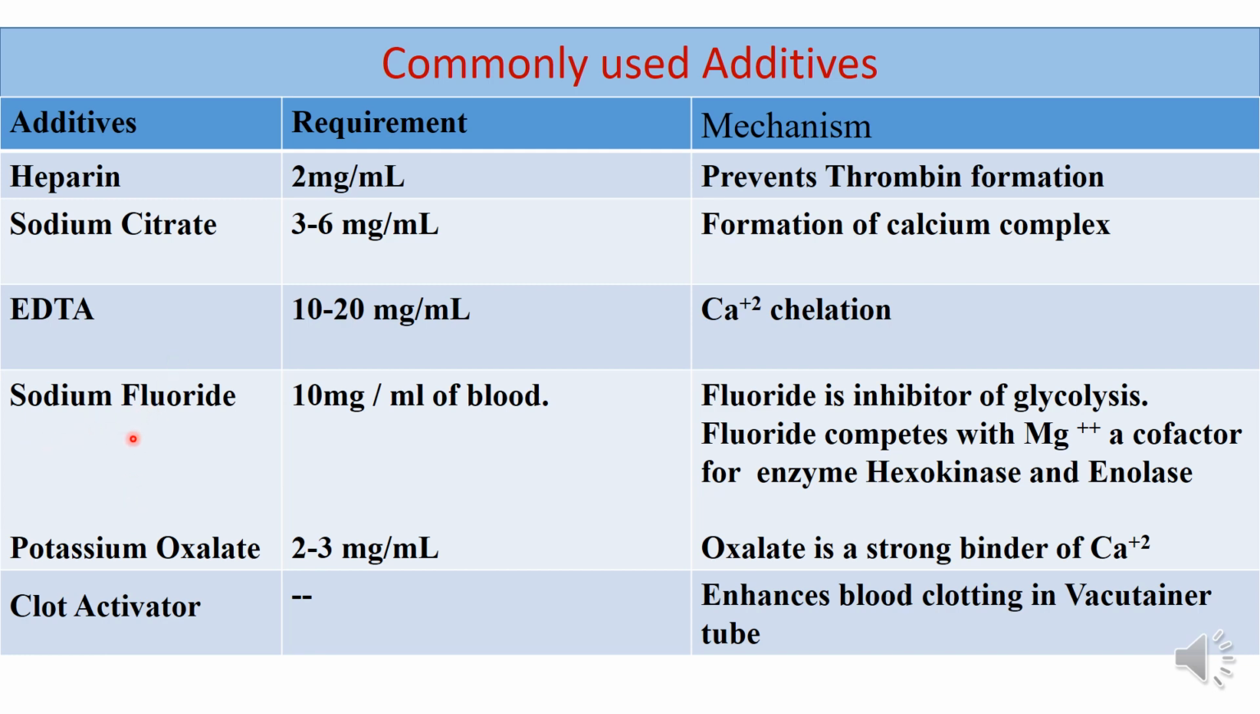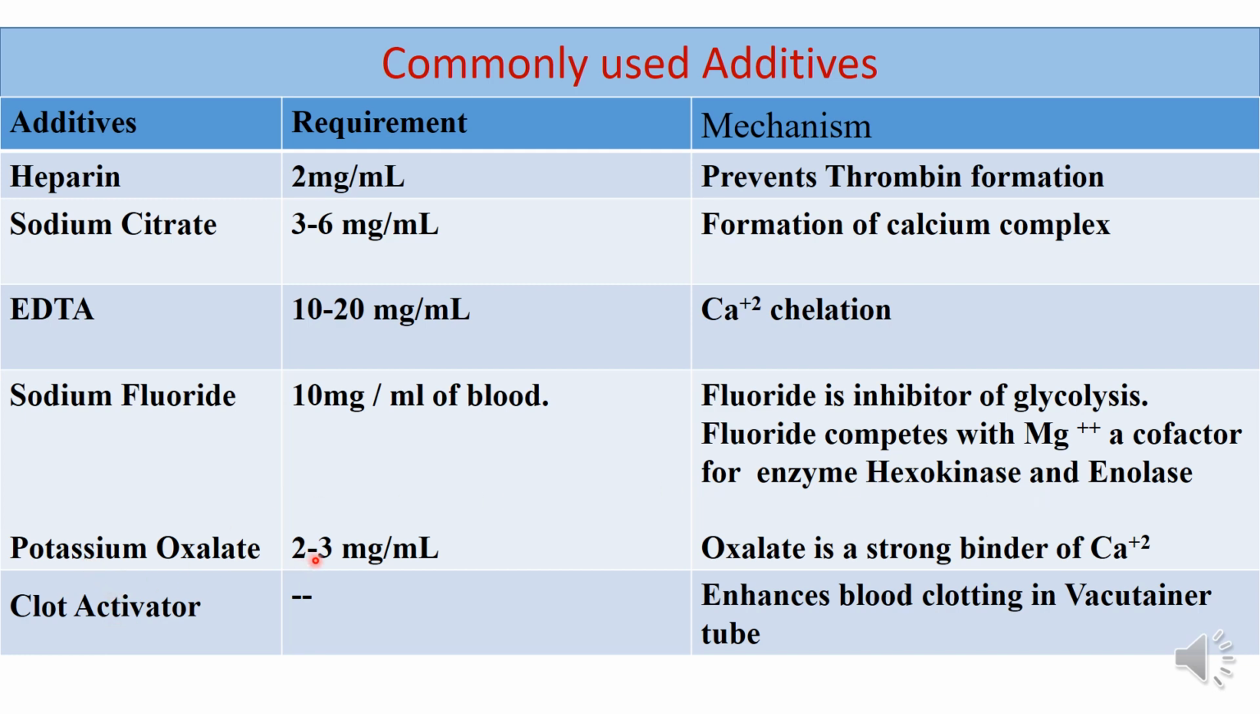The next additive is a combination. It has sodium fluoride and potassium oxalate. Both of these additives are present in the same tube, and their mechanisms are different. Sodium fluoride is used in 10 milligrams per ml concentration, and it is generally used as an inhibitor of glycolysis, so that true estimation of blood glucose is done. Fluoride acts by competing with magnesium ions, which is a cofactor for the enzymes hexokinase as well as enolase. So fluoride inhibits both these enzymes, and that is how it prevents glycolysis done by the blood cells.